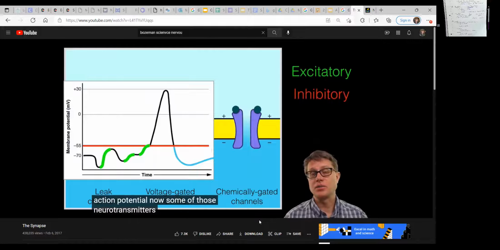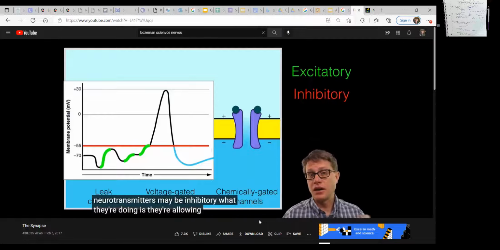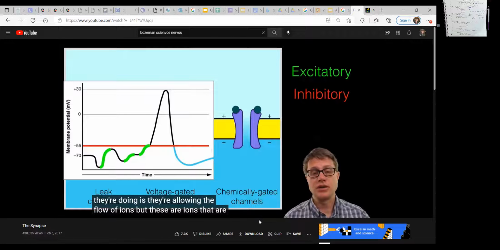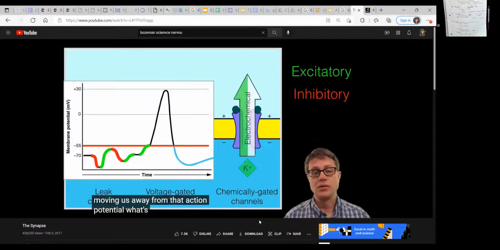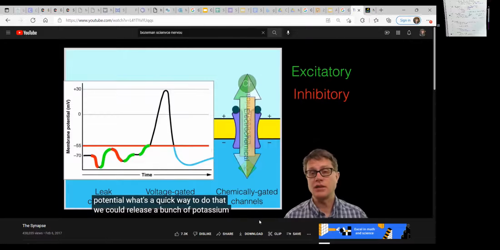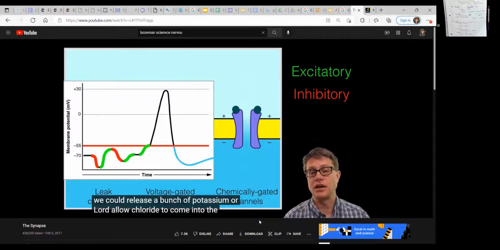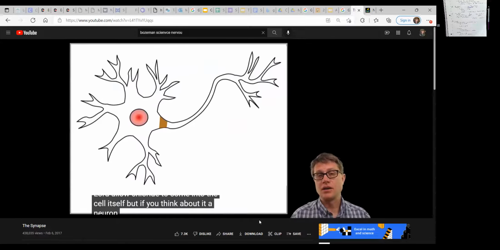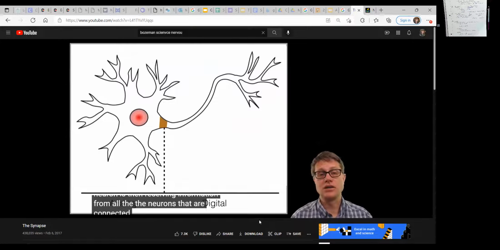Now, some of those neurotransmitters may be inhibitory. What they're doing is allowing the flow of ions, but these are ions that are moving us away from that action potential. What's a quick way to do that? We could release a bunch of potassium or allow chloride to come into the cell itself. But if you think about it, a neuron is then receiving information from all the neurons that are connected to it that are telling it to either fire an action potential or not.